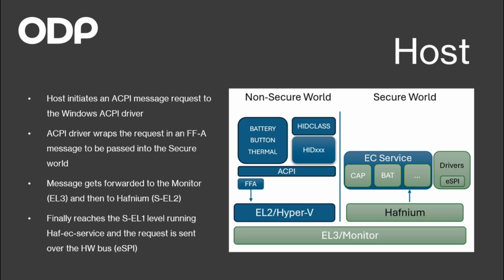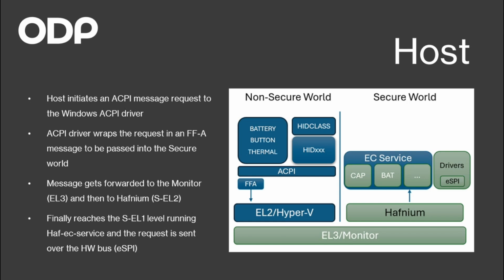The ACPI driver wraps the request up in an ARM FFA call and sends it up an exception level to the hypervisor, Hyper-V. Hyper-V then forwards that message up another exception level to the trusted monitor. It is here where the message passes from the normal world to the secure world. The message gets passed to Hafnium, which is a secure partition manager. Think like hypervisor, but in the secure world.